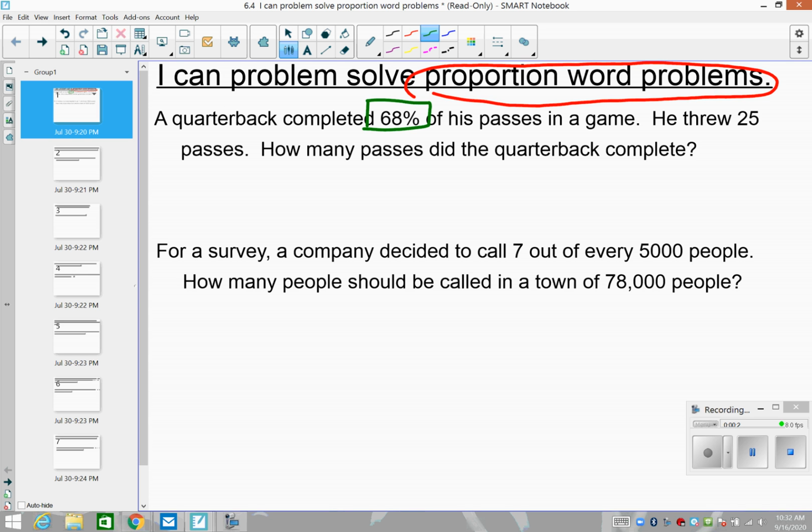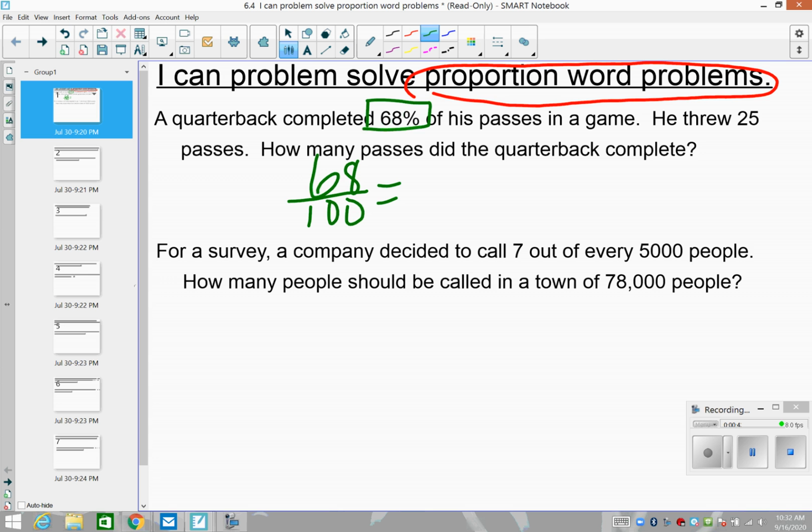So 68% is 68 out of 100. I probably should have read the question first. Sorry, I already knew what the question was. So a quarterback completed 68% of his passes in a game. So that means if he threw the ball 100 times, 68 of the times there was a completion, a catch made.